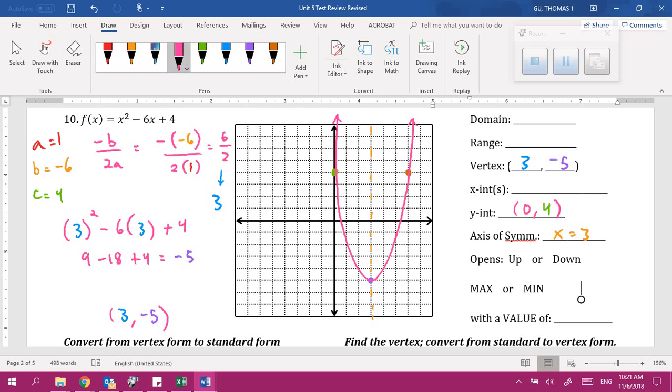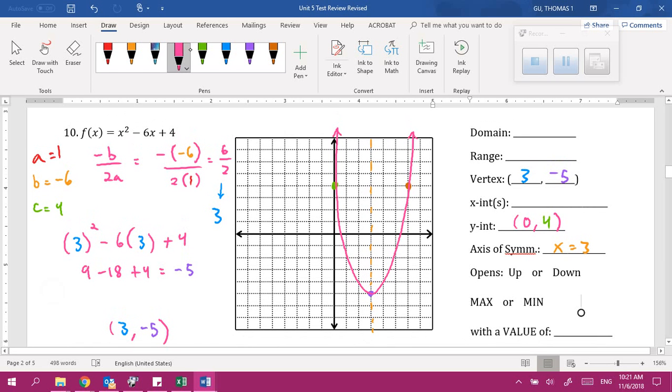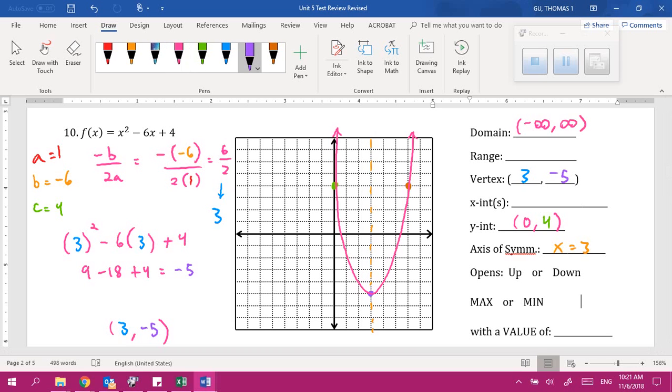So what is the domain of this function? Right, negative infinity to infinity. What is the range? Negative 5, that's the lowest point. Negative 5 to infinity, right? And what are my symbols around each? Bracket and parentheses. That's right.